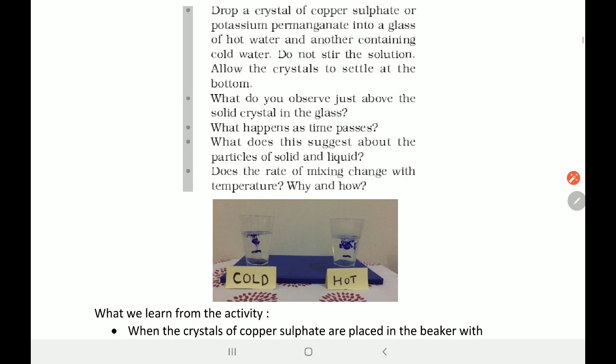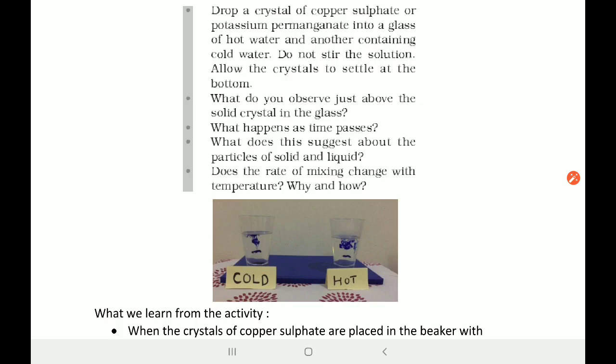So you must have observed that where it was hot water, the diffusion or dissolution was quite faster. This is because temperature increases the motion of the particles. Remember, every matter has got particles and every particle has got its own movement.